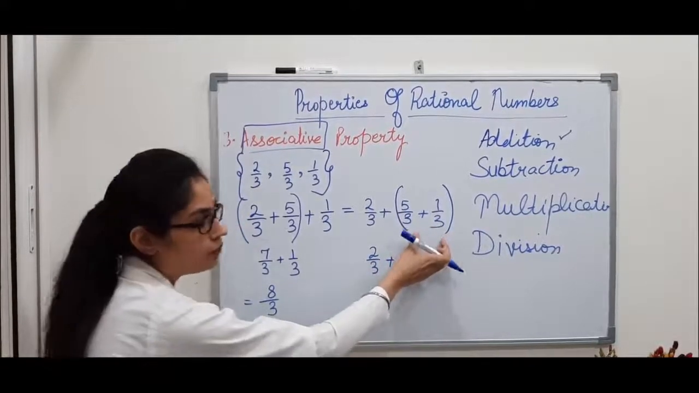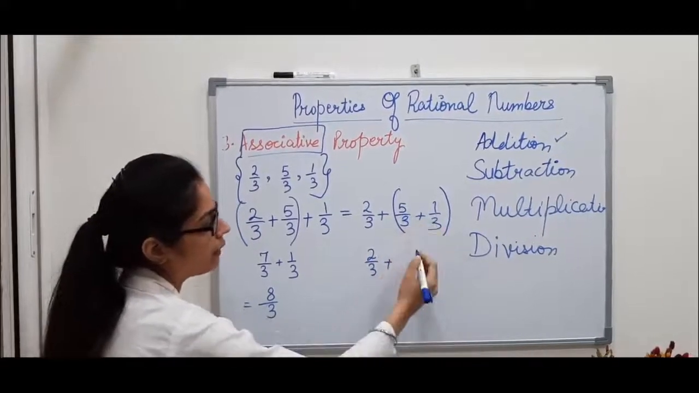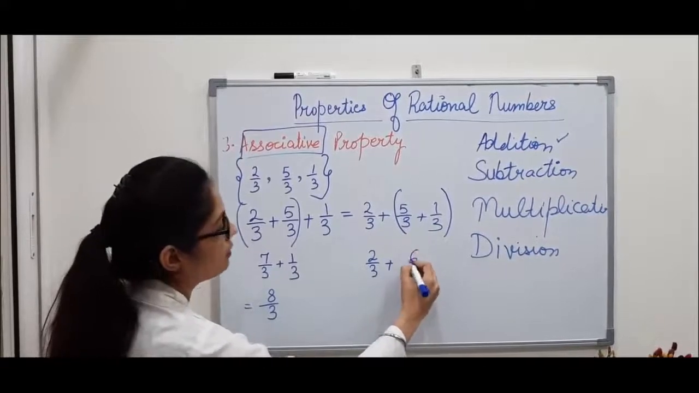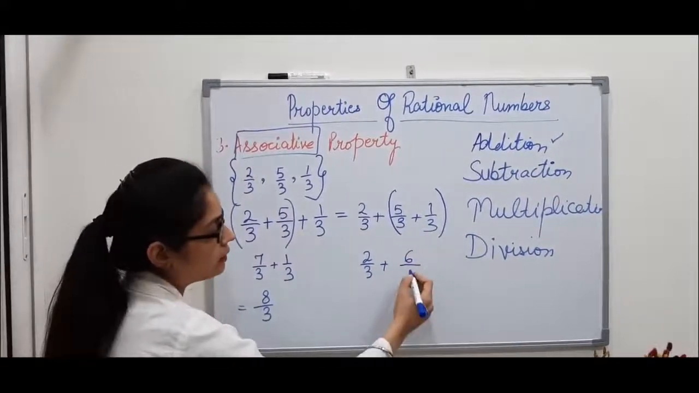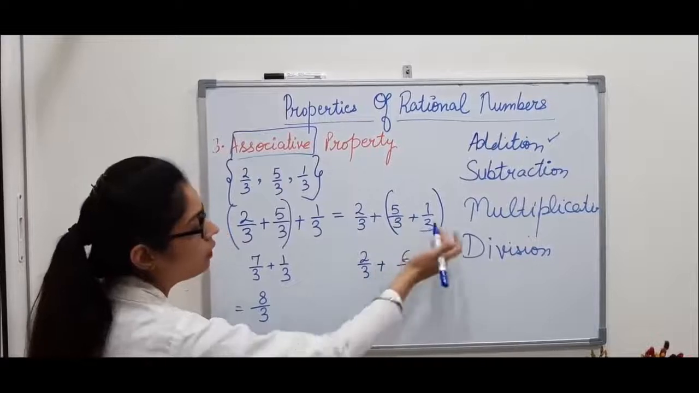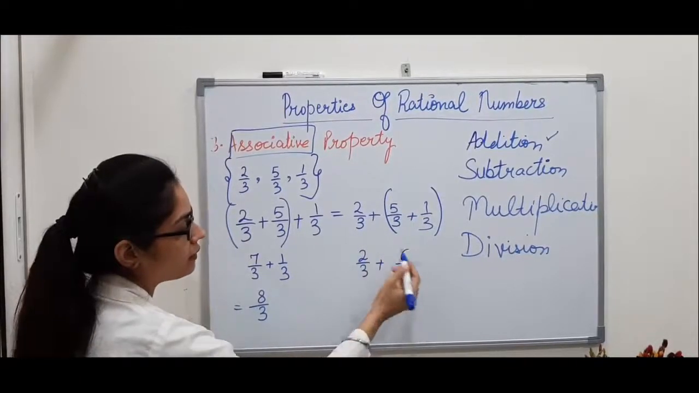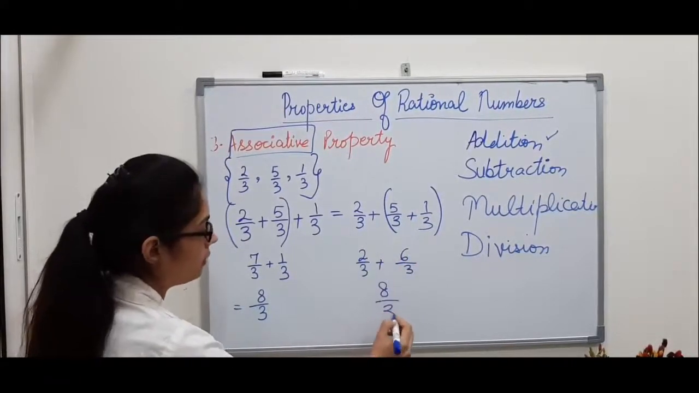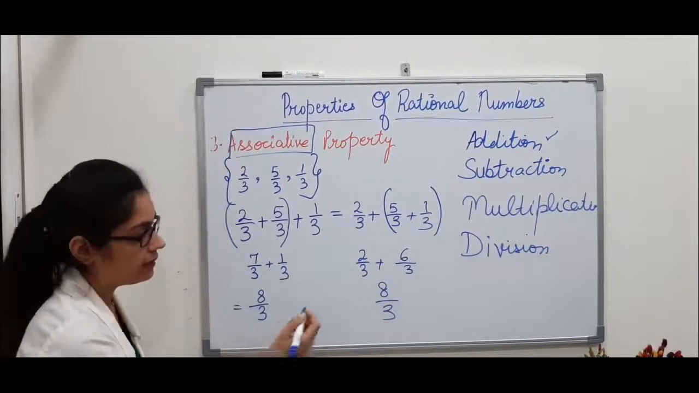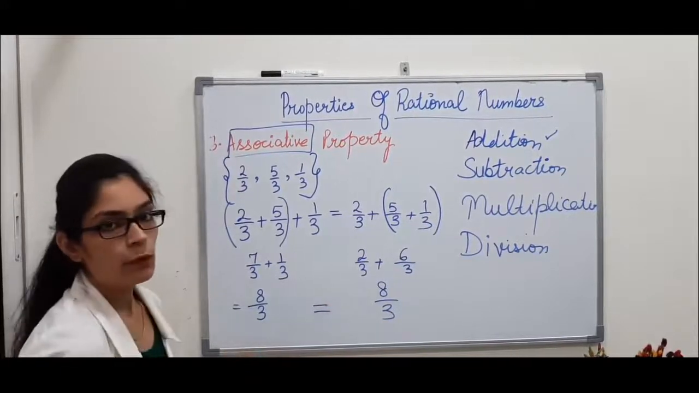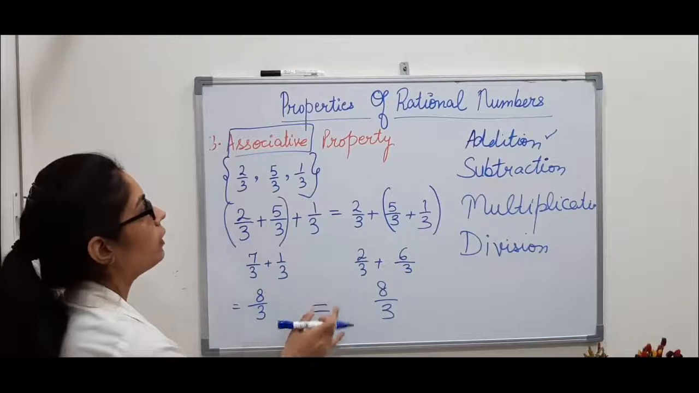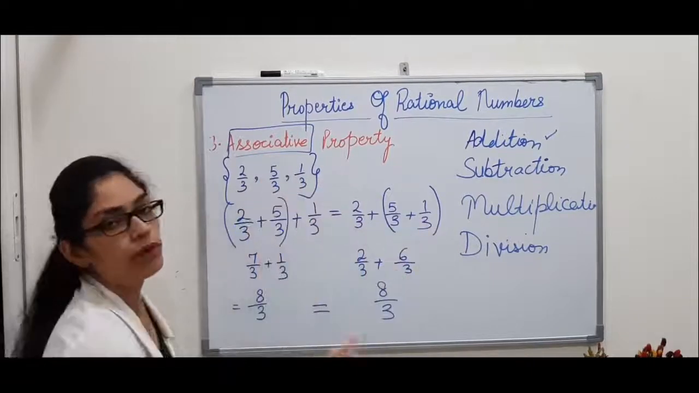Now I will solve the bracket. 5 plus 1 is 6. 3 I will write as it is, since it is the same for both the numbers. Now 2 plus 6 is 8. It's 8 by 3. I can see my left hand side is equal to right hand side, which means rational numbers are associative under addition.